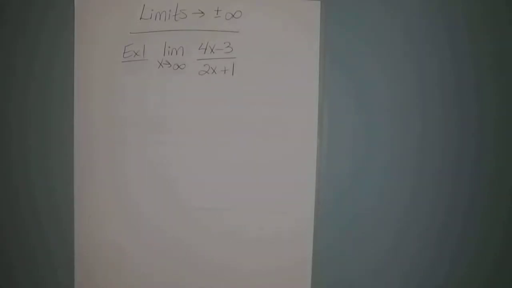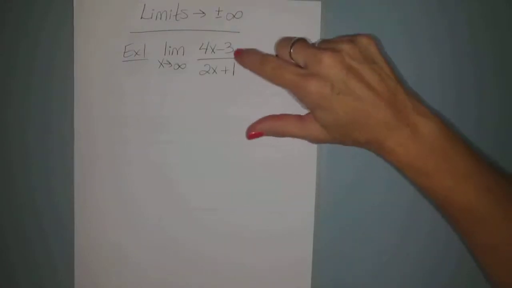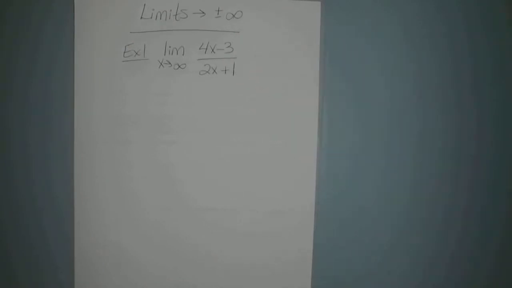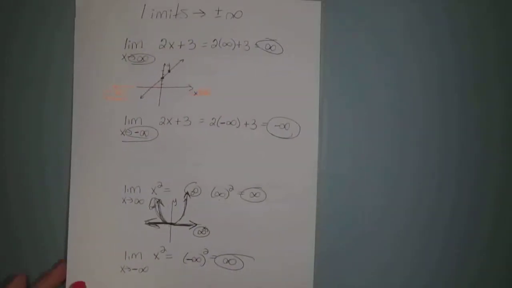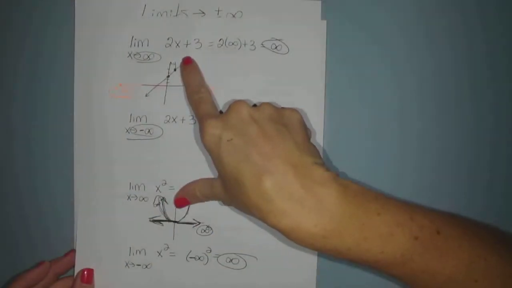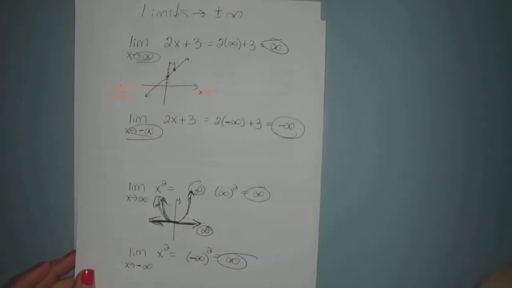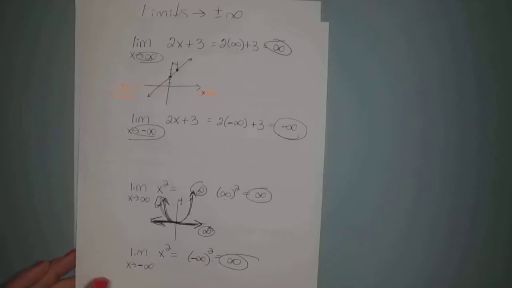So the first example here is to take the limit as x approaches infinity of 4x minus 3 all over 2x plus 1. So we have a rational function here. And so this is not quite like our earlier examples in the last video, where we were doing linear functions and quadratic functions, and the answers just came out nice and neat when we plugged them in.